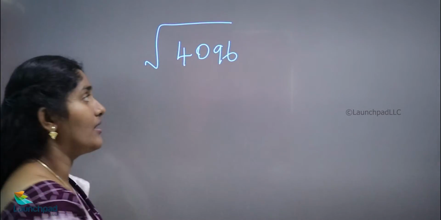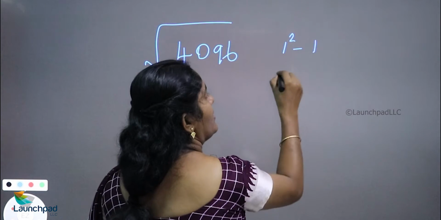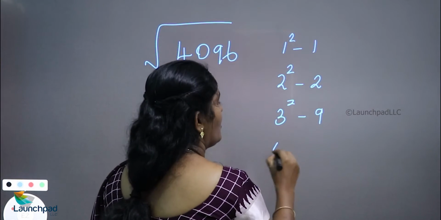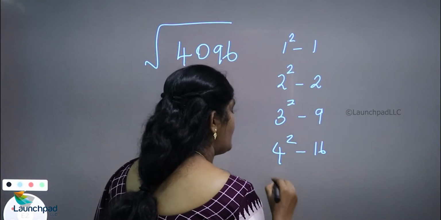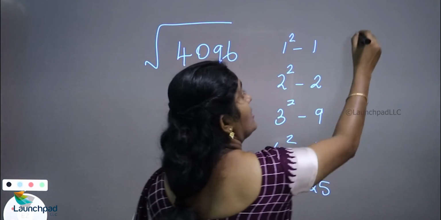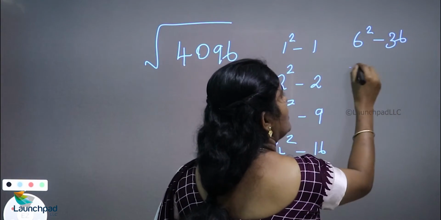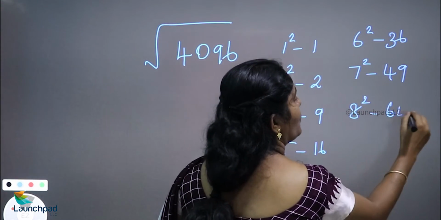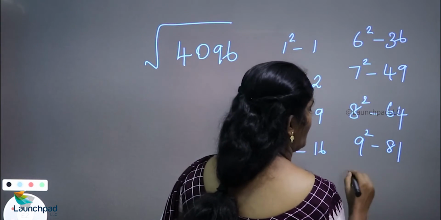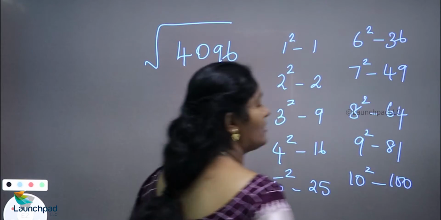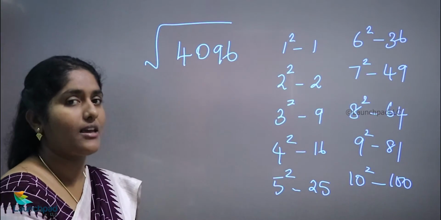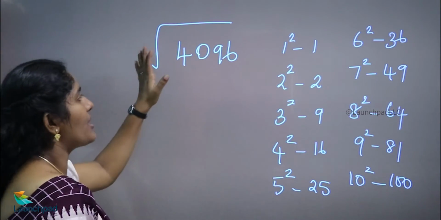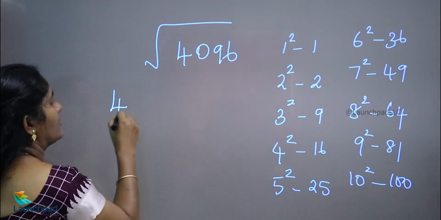4096. Okay. 1 square value 1, 2 square value 4, 3 square value 9, 4 square 16, 5 square 25, 6 square 36, 7 square 49, 8 square 64, 9 square 81, 10 square 100. At least, I am saying, you should know the square answers from 1 to 10. Okay. Consider your question 4096.